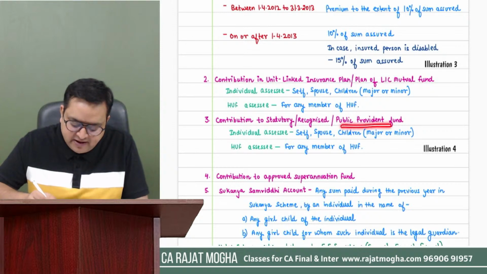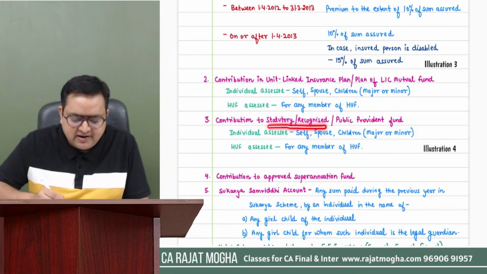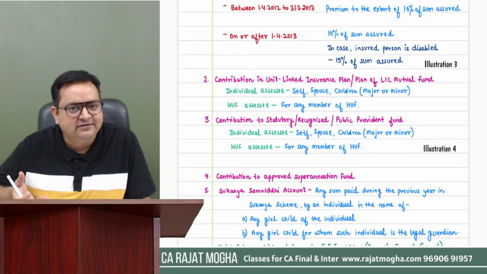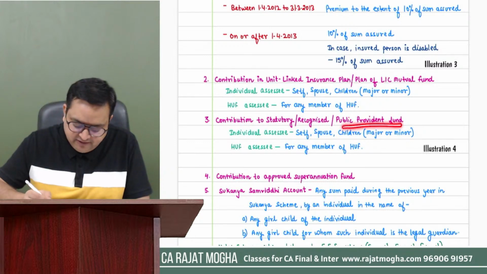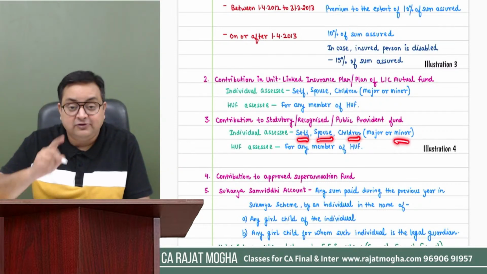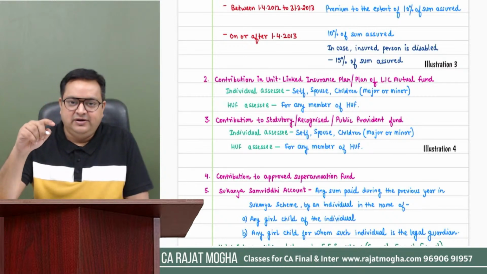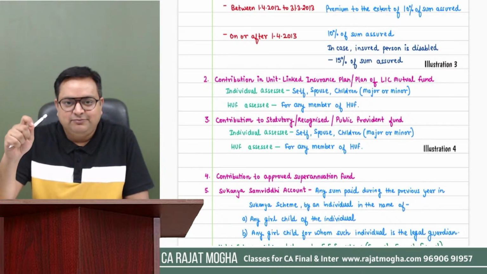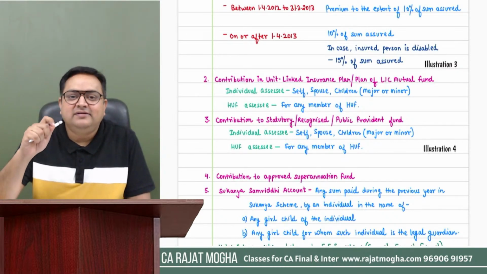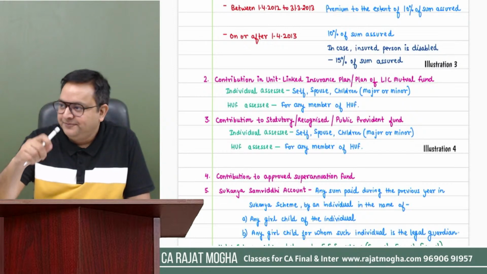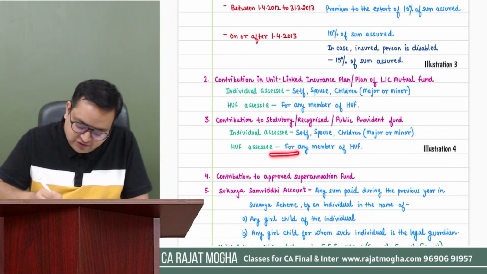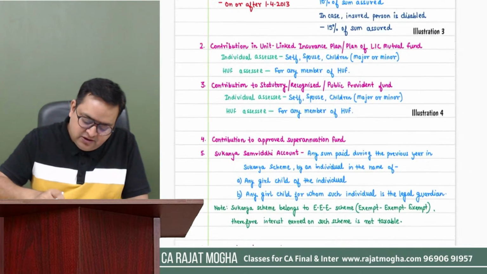In whose name can PPF be opened? See, statutory recognized will be in the name of the employee itself, right? But PPF can be opened in the name of self, spouse, children. Here also, please remember, parents are not covered. Please remember this point, under 80C, parents are not covered. Correct? Okay. HUF, for any member of HUF.